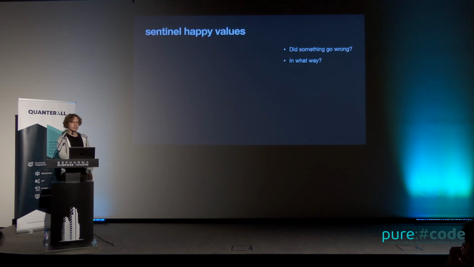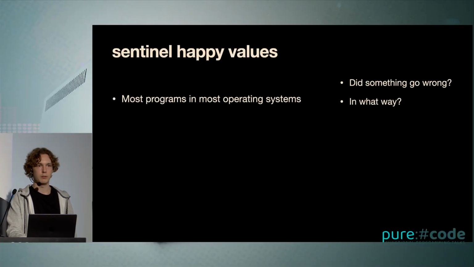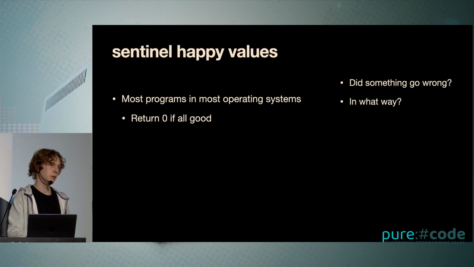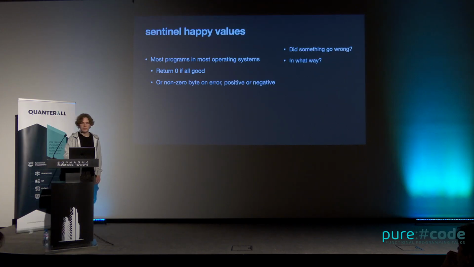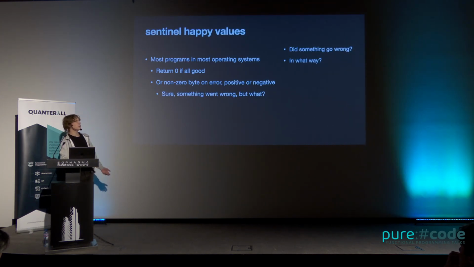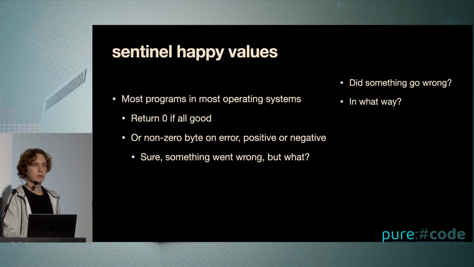Another approach is sentinel happy values. So you have a special value that tells you everything went right, and then you have lots of different values to tell you kind of what went wrong. So most programs have this. You have int return values from basically anything you run in a shell. So just return 0 if everything is fine. The problem, though, is that it's really hard to tell what went wrong.